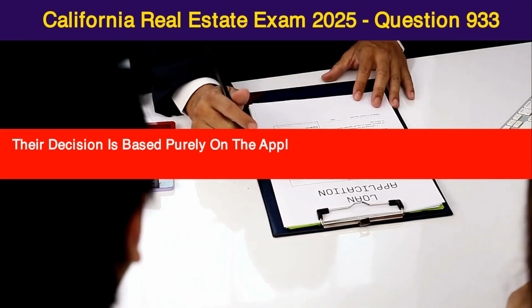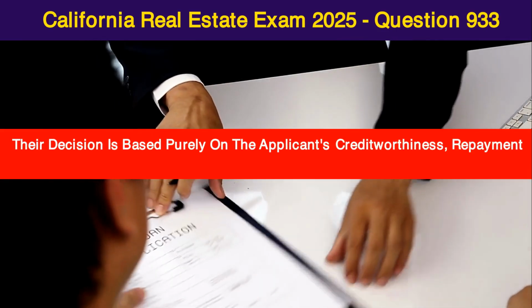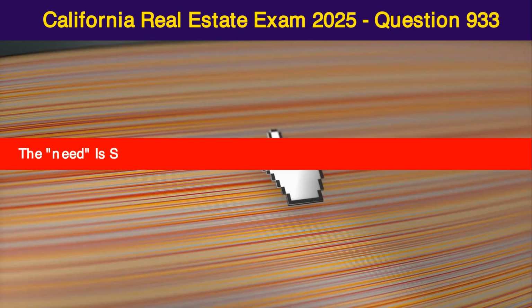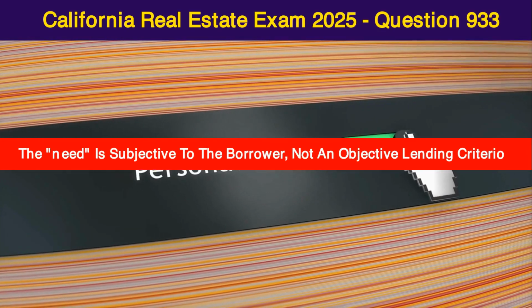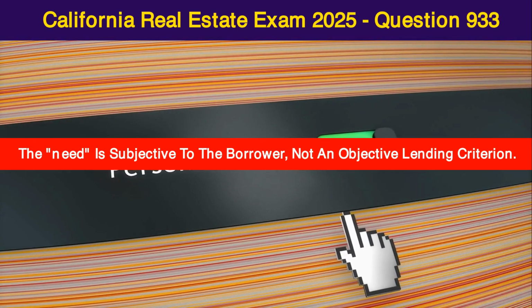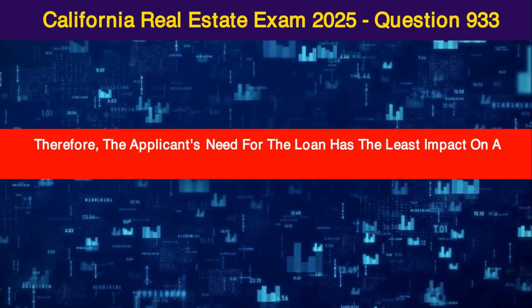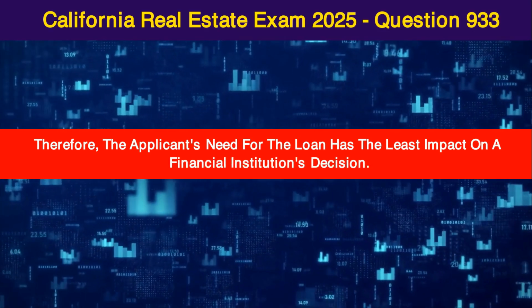Their decision is based purely on the applicant's creditworthiness, repayment capacity, and the collateral's value. The need is subjective to the borrower, not an objective lending criterion. Therefore, the applicant's need for the loan has the least impact on a financial institution's decision.